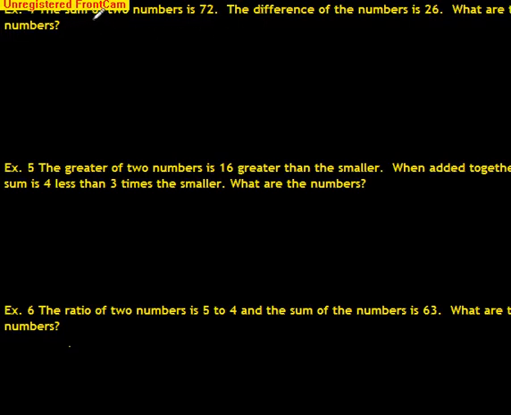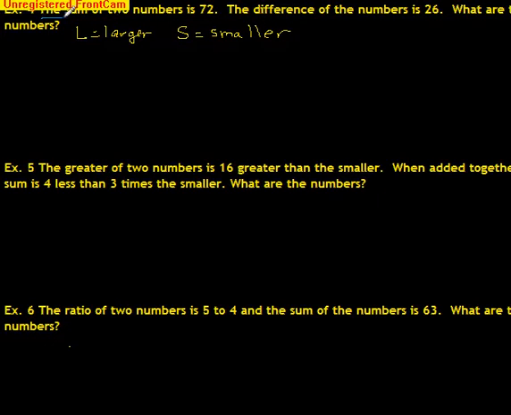Alright, it says the sum of 2 numbers is 72. The difference of the numbers is 26. What are the numbers? So we have 2 numbers. Now when you're dealing with the difference of numbers, you need to have one number that's bigger than the other. So I'm going to call L my larger number, and S equals the smaller number. So as long as you get these variables right, the problems aren't too bad.